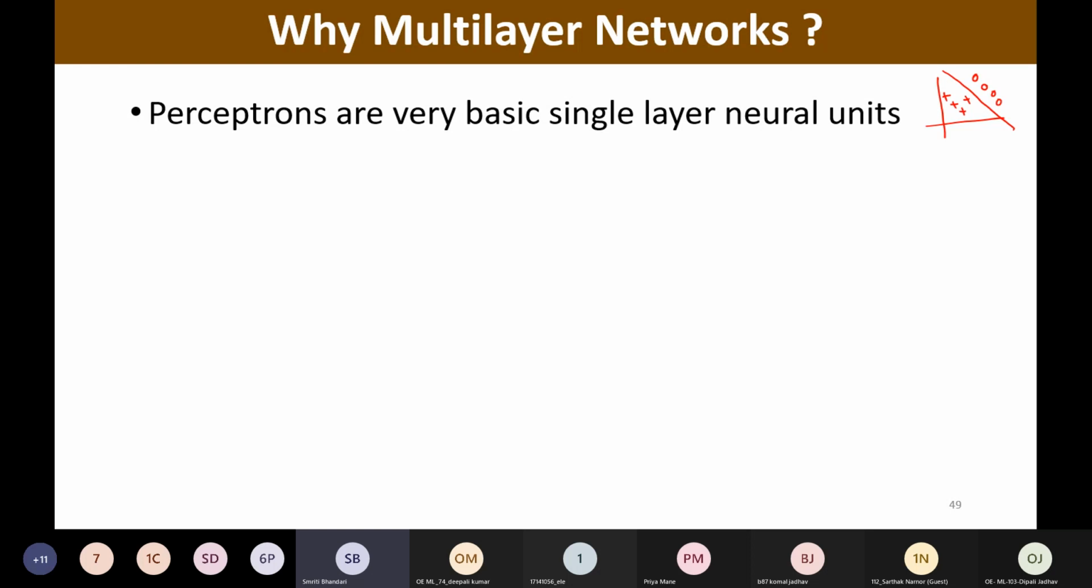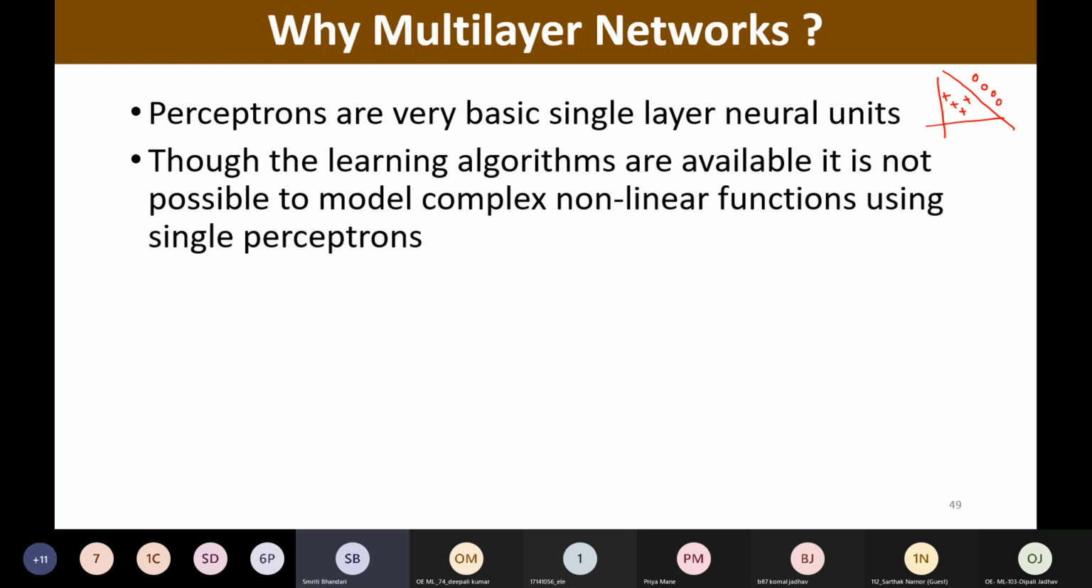Also, we have seen that we may use an activation function that may be a thresholding function or a sigmoid function. In the last class, we have gone through the sigmoid neuron also, which uses the sigmoid activation function. But the limitation of perceptron is, as I mentioned, it is not possible for us to learn complex nonlinear functions using a single layer perceptron. And that is the reason why we come up with a multi-layer neural network.